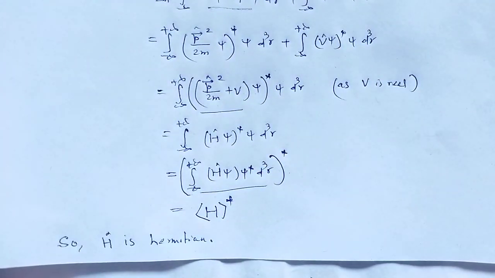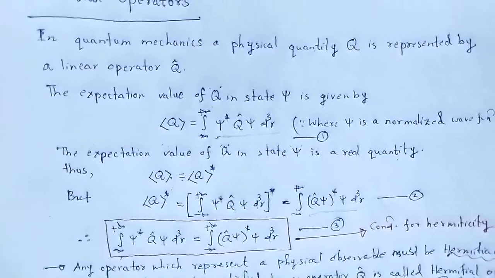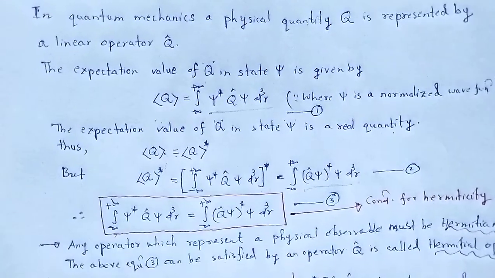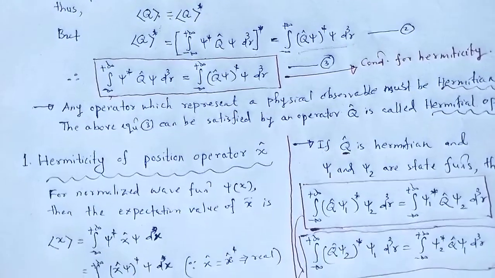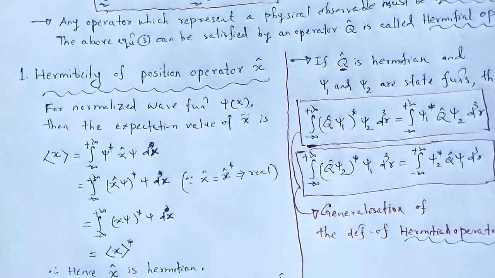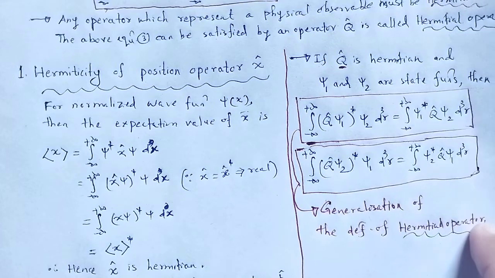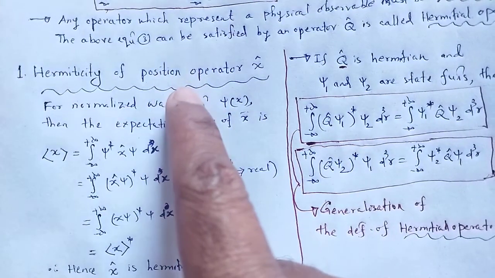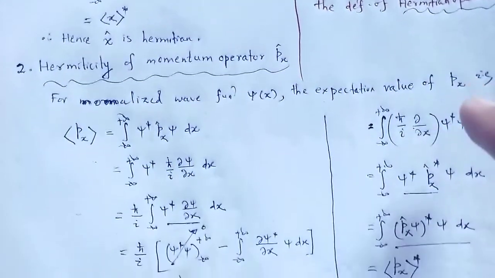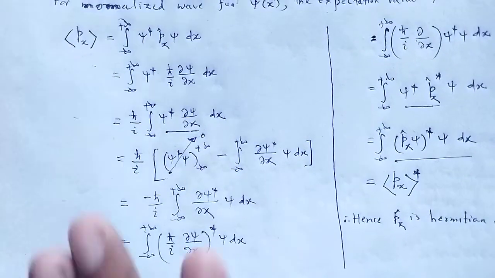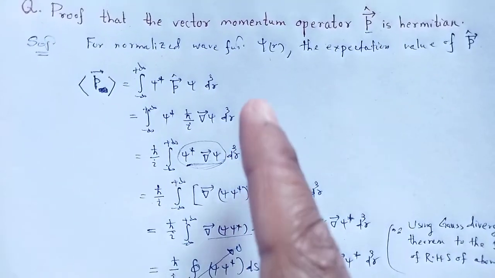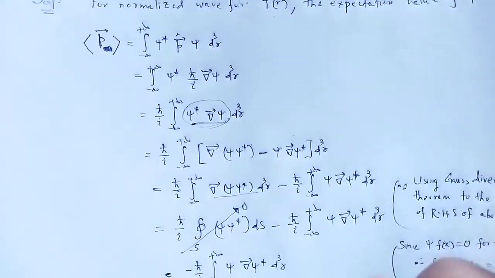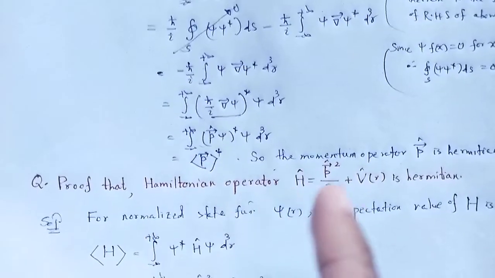So with the help of this video lecture, we understand what Hermitian operators are, the condition for hermiticity, and how an operator is said to be Hermitian. Then we proved the generalization of the definition towards Hermitian operators and proved the hermiticity of the position operator and the hermiticity of the momentum operator, and two problems related to Hermitian operators, that is, proof that the vector momentum operator is Hermitian and the Hamiltonian operator is Hermitian.